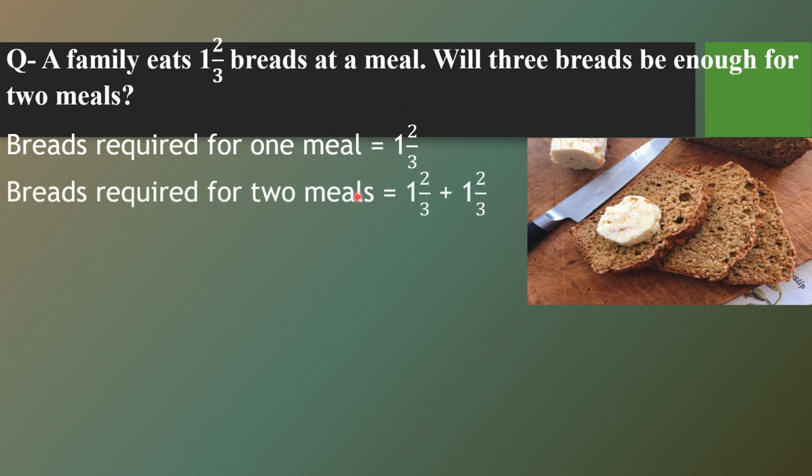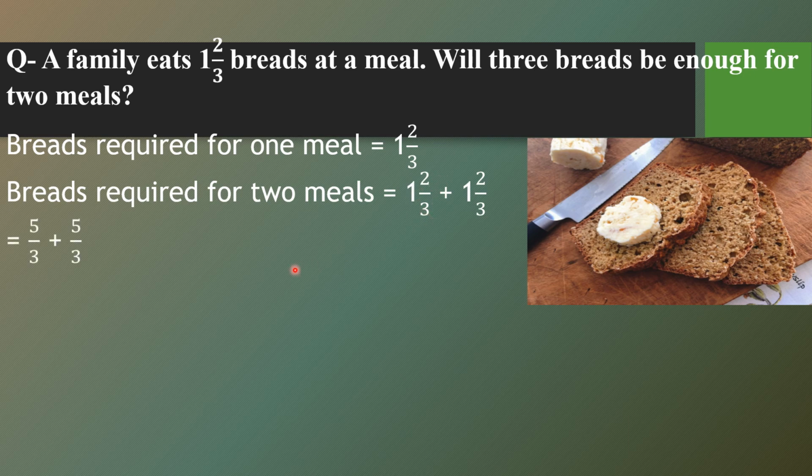And the bread required for 2 meals, we can add 1 and 2 by 3 plus 1 and 2 by 3, right? Add both the parts of bread for 2 meals. So here it is. Now here are mixed fractions. At first we will convert them into improper fractions. So 3 ones are 3 plus 2, 5 by 3.